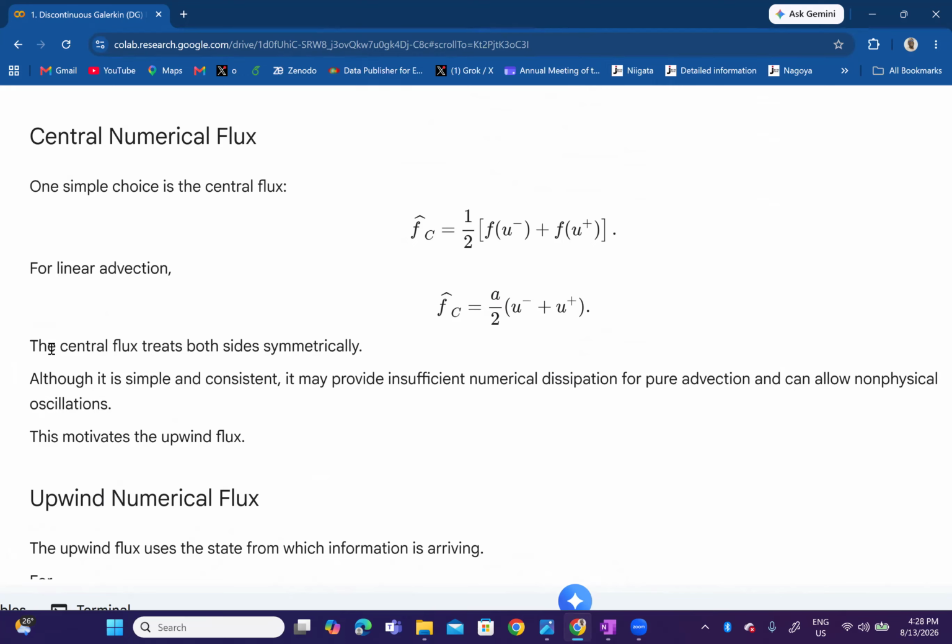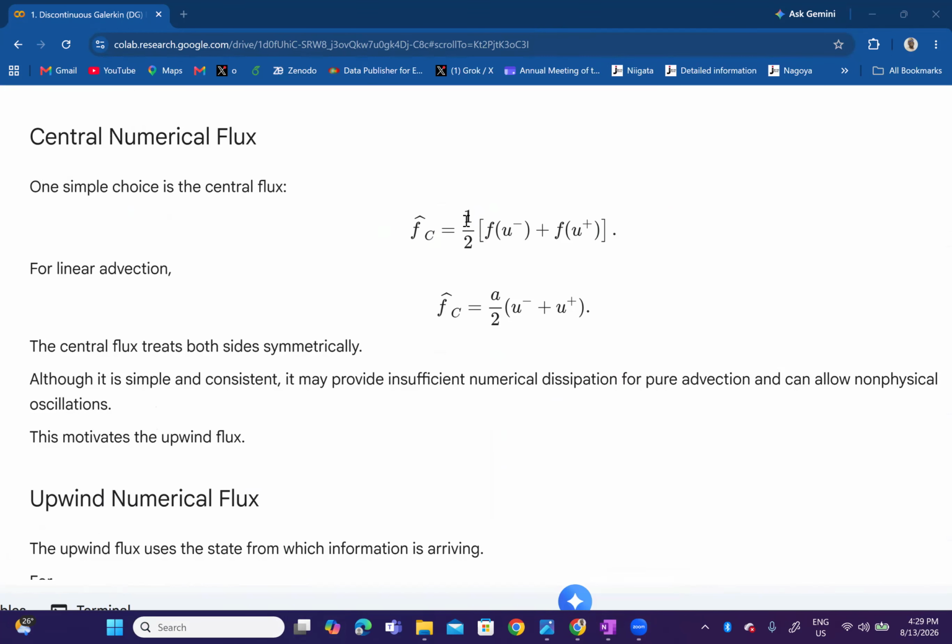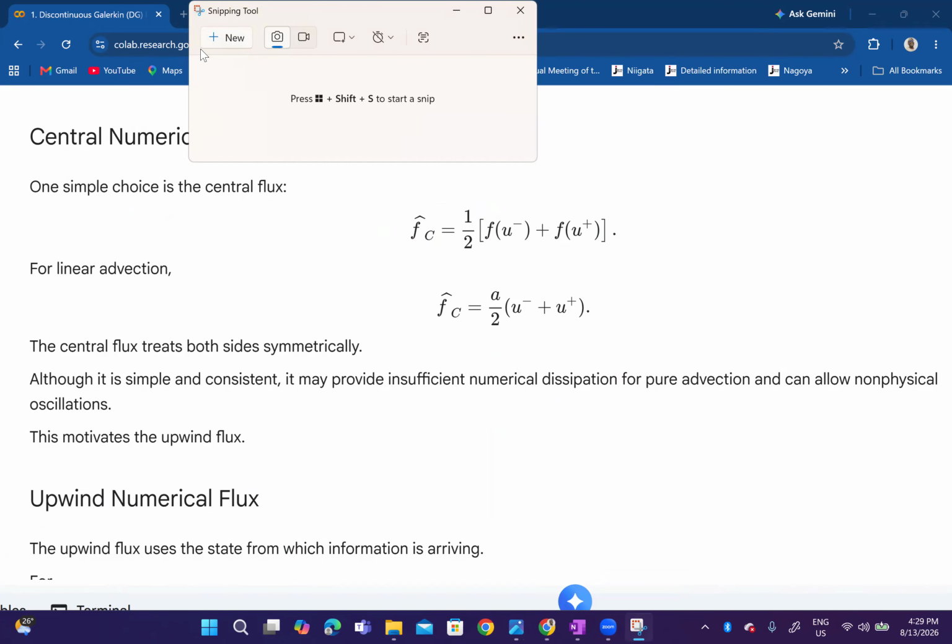Or if you want to just break it down, okay, if I snip this and bring it over, then I can easily just go with that. So let me snip this.